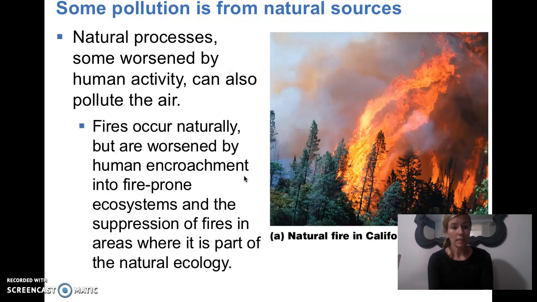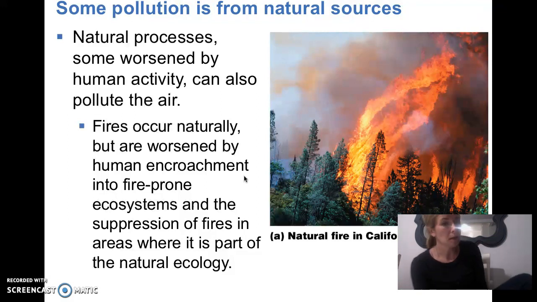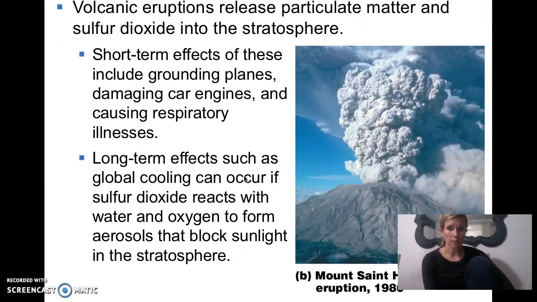So some pollution is from natural sources. Natural processes, which can be worsened by human activities, can also pollute the air. So it's not only smokestacks blowing smoke into the air, but also just things that happen naturally on our planet. For example, fires occur naturally, but are worsened by human encroachment into fire-prone ecosystems and the suppression of fires in areas where it is part of the natural ecology. We've talked about how fires are a natural part of the ecosystem cycles, but we have made them worse because of suppression, and they are worse as humans move into the fire-prone ecosystems and do things like leave burning cigarettes around. So we have made the pollution from fires worse, but fires are natural and they do pollute the air as they release soot into the air.